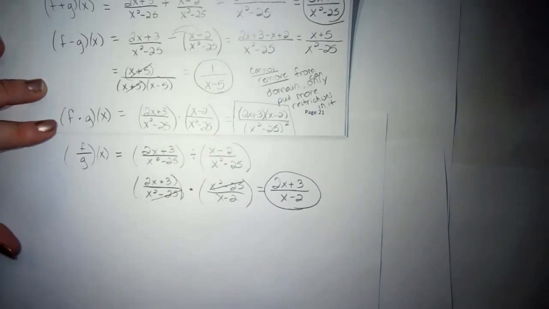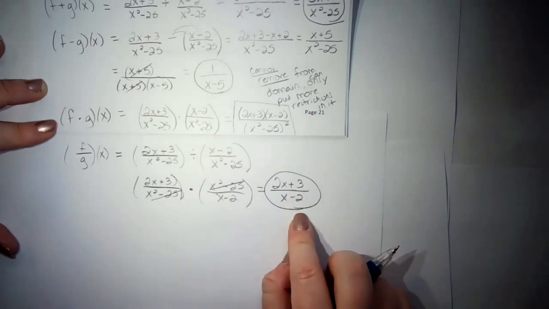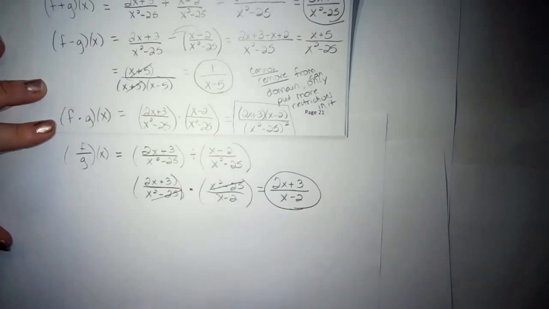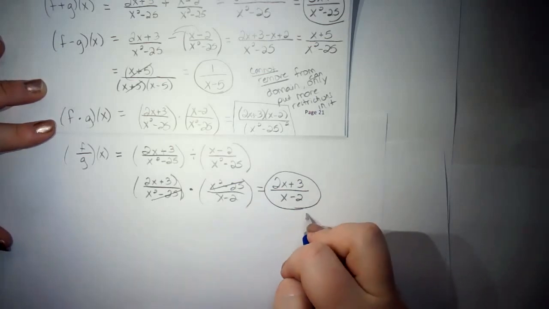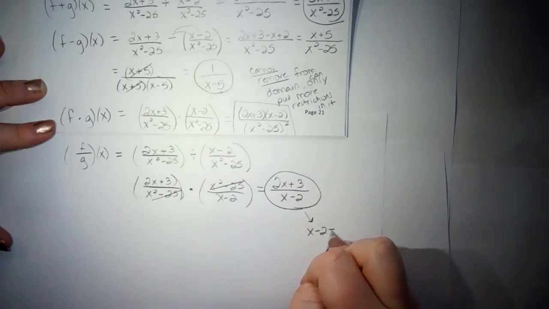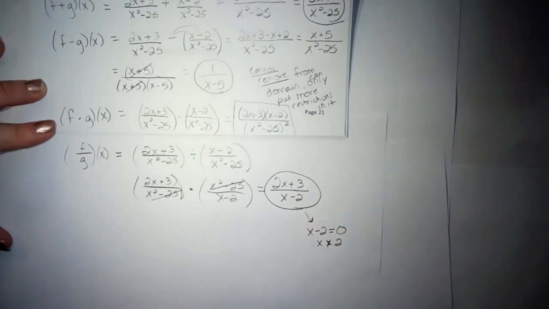Now, is our domain still good? There's a new situation here, right? Our original domain only excluded +5 and -5. Who else do we need to exclude? A 2. Because remember, we take the denominator, we set it equal to 0, and now we want to say x cannot equal 2. That's what we want to say.